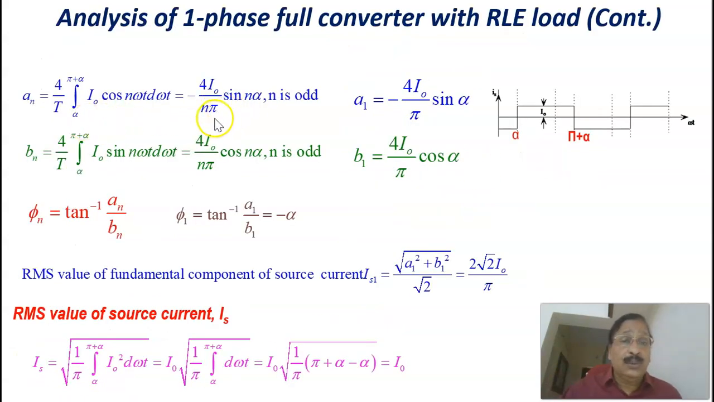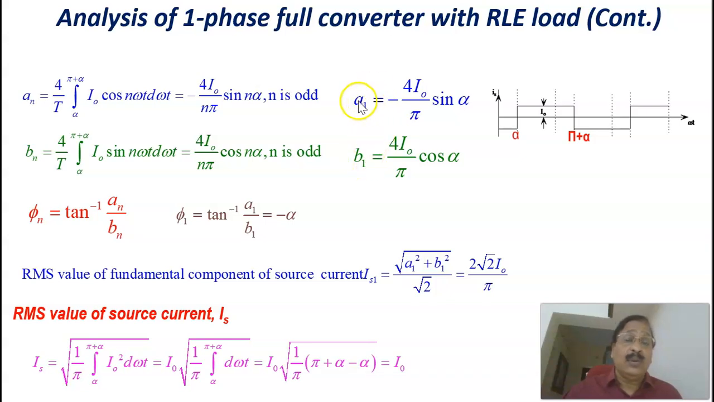Therefore, by substituting the value of n, if you put n equal to 1, you will get a1 equal to minus 4 I naught divided by pi into sin alpha. Similarly, corresponding to n equal to 1, b1 equal to 4 I naught divided by pi into cos alpha. That is the Fourier constants a1 and b1.